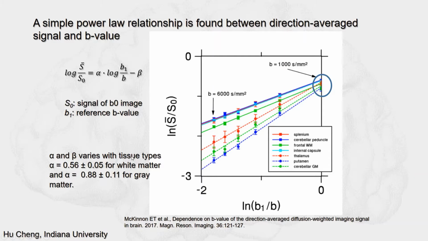vary with tissue types. For white matter, alpha is close to 0.56, and for gray matter, alpha is near 0.88. So this nice feature can help us to separate white matter, gray matter, and CSF.